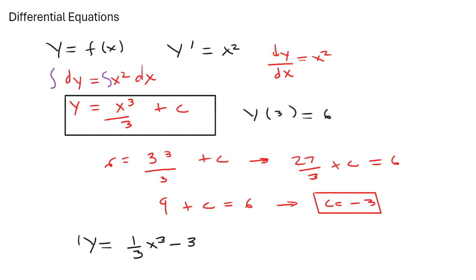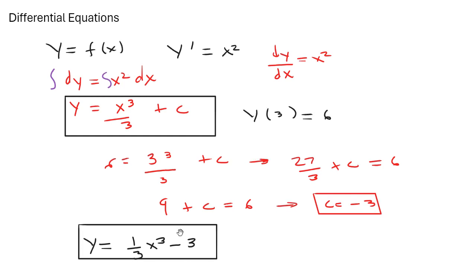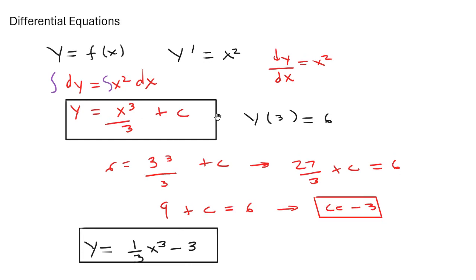Now, you might be wondering, what is the difference between the two? The difference is that one represents a general solution, x cubed divided by 3 plus c, and the other represents a particular solution. So we could label one as the general and the other as the particular. In this case, we solved a differential equation via separation of variables.